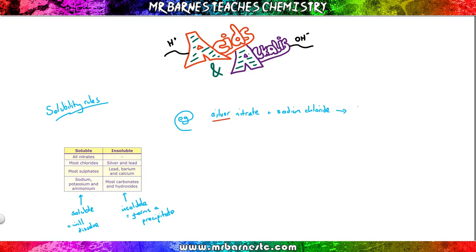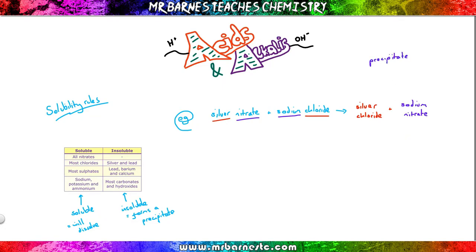So what you do is you have a look and you swap the endings around. So I start off with silver and I take the ending of the other chemical, which is chloride. So my first product is going to be silver chloride. You then do the same with the other one. So take your metal, sodium, take your other ending, nitrate. So my products are silver chloride and sodium nitrate.